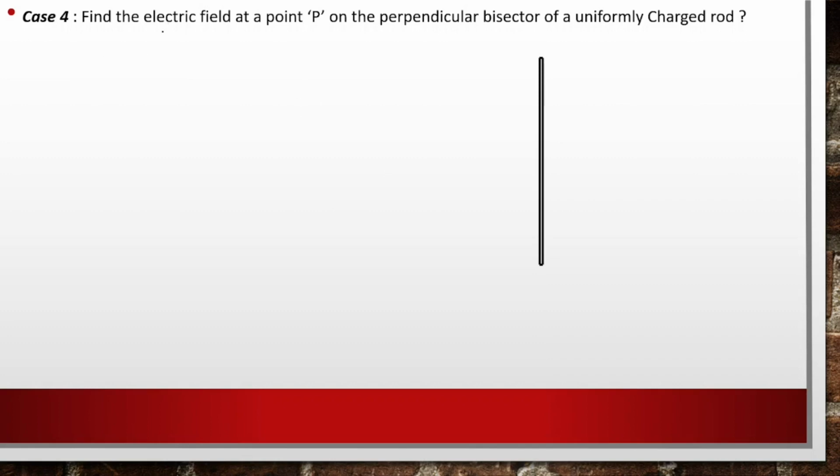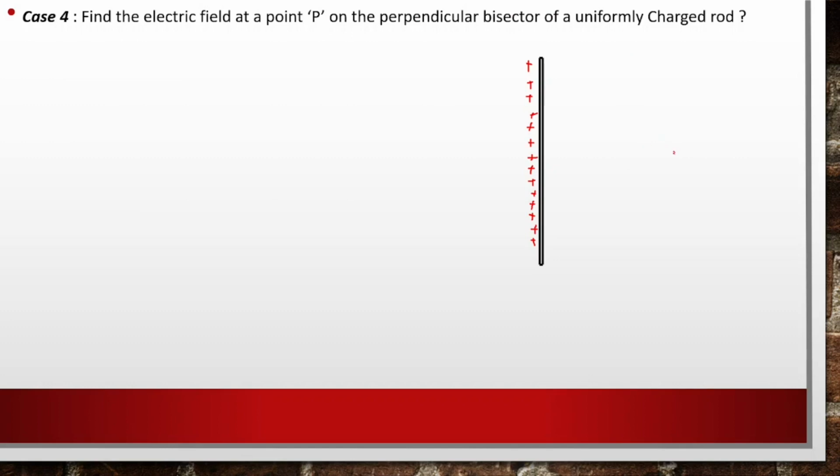So our case 4 is: find the electric field at a point P on the perpendicular bisector of a uniformly charged rod. So this is our really thin rod and it is uniformly charged. Let's give this charge positive. We should find the electric field at a point P.